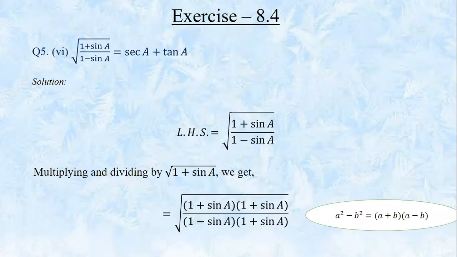Now moving on to the sixth question, root of (1 plus sin A) by (1 minus sin A) is equal to sec A plus tan A. We'll consider the LHS first. For this, we are going to multiply and divide by root of 1 plus sin A. We will get, now numerator is of the form (A plus B) into (A plus B). Denominator is of the form (A minus B) into (A plus B). So by the expansion formula, we will get A square minus B square as the answer.